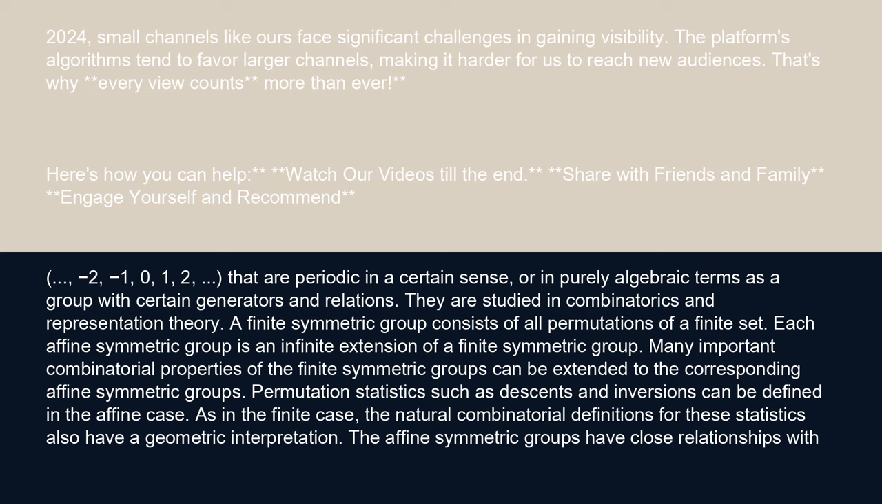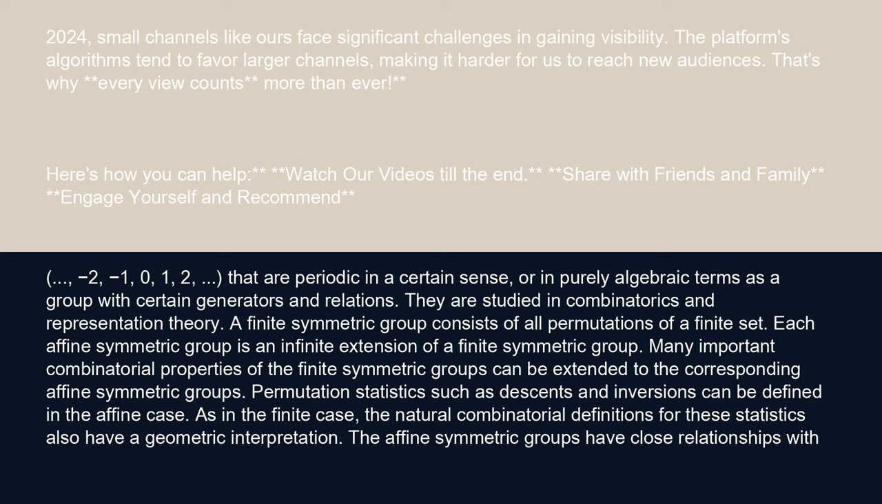A finite symmetric group consists of all permutations of a finite set. Each affine symmetric group is an infinite extension of a finite symmetric group. Many important combinatorial properties of the finite symmetric groups can be extended to the corresponding affine symmetric groups. Permutation statistics such as descents and inversions can be defined in the affine case. As in the finite case, the natural combinatorial definitions for these statistics also have a geometric interpretation.